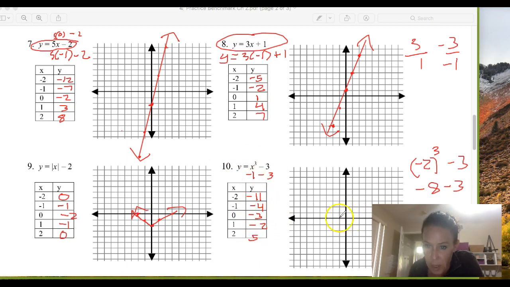You're going to go -2 down 11, which is way down here off the graph. Okay. -1, down 4. You're going to go 0 down 3. You're going to go over 1 down 2. And then you're going to go over 2 up 5. And that's going to give you your snaky-like graph that looks something like that. So please connect the dots. All right, on to the next.